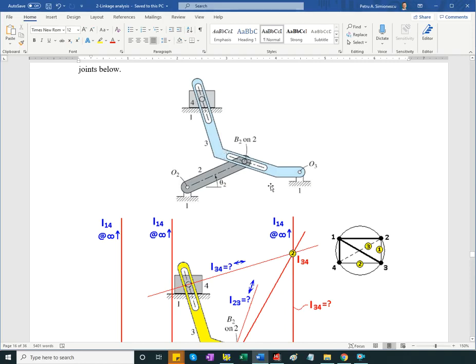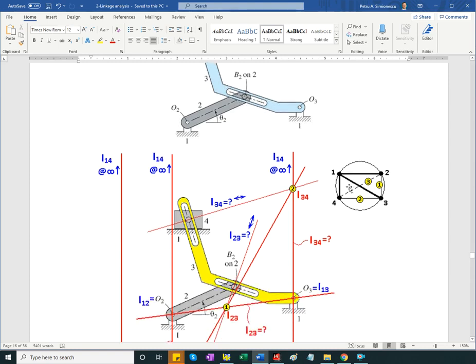And then similarly here, the instant center between 2 and 3, it's on the common normal here at the contact between the pin and its slot. So on this circle diagram, solid thick lines are instant centers that are unambiguous, and then with thin lines I have the instant centers that we know only the direction along which they are located, but not their exact position.